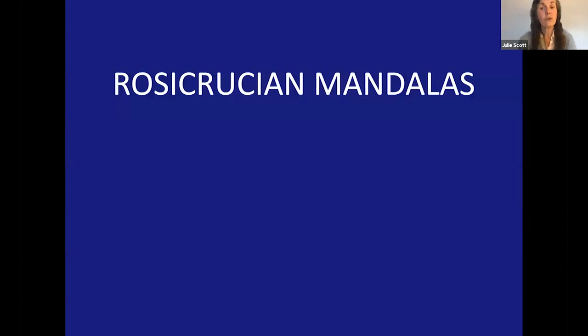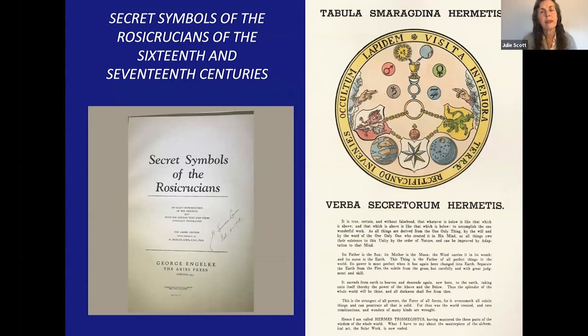Now we're going to look at some Rosicrucian mandalas. I mentioned earlier that H. Spencer Lewis reproduced the secret symbols of the Rosicrucians. It's an oversized book. And these are images from the 16th and 17th centuries, Rosicrucian images, symbols. And on the right is from the page that H. Spencer Lewis hand colored. Every member was encouraged to color it in the way that they were inspired to do. It didn't have to be the same colors that H. Spencer Lewis did.